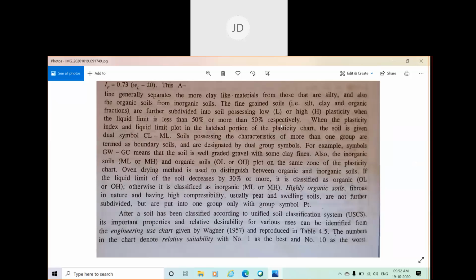I think it is written here somewhere. Let me check. Yeah. When the plasticity index and liquid limit plot in the hatch portion of the plasticity chart, the soil is given a dual symbol, that is CL-ML. Soil possessing the characteristics of more than one group is termed a boundary soil and designated by dual symbols. They are represented by dual symbols and termed boundary soil. That means it is under the boundary of clay and silt.